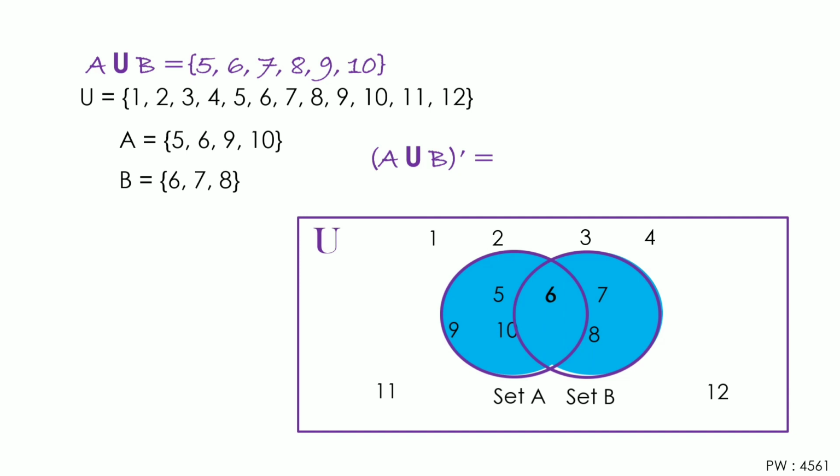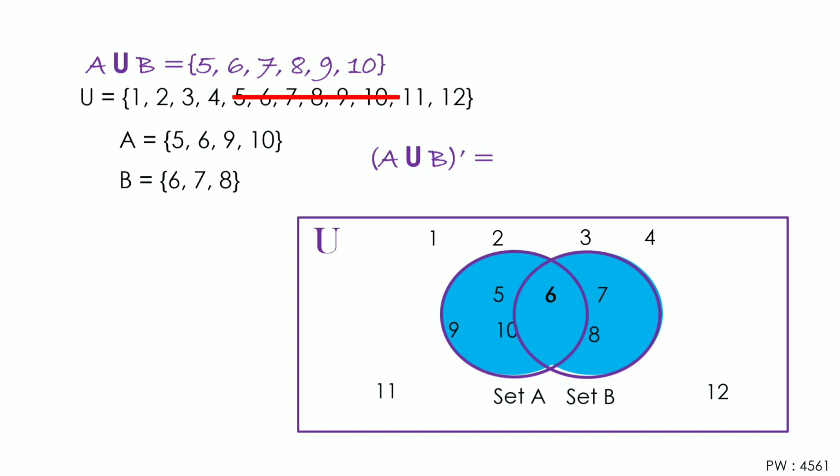Okay, now that we know the elements of A union B, it's time for us to determine its complement. Since we're talking about complement, this means that the answer to the problem are all elements of the universal set except the elements of A union B, which are these elements. So we delete all these elements in the universal set.